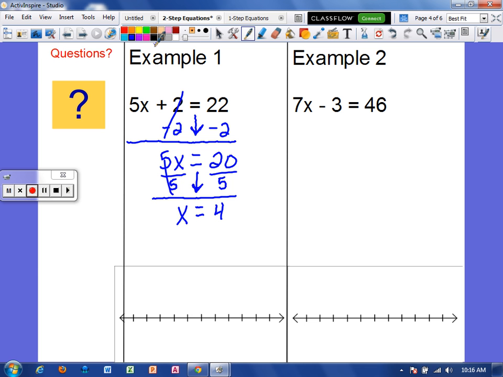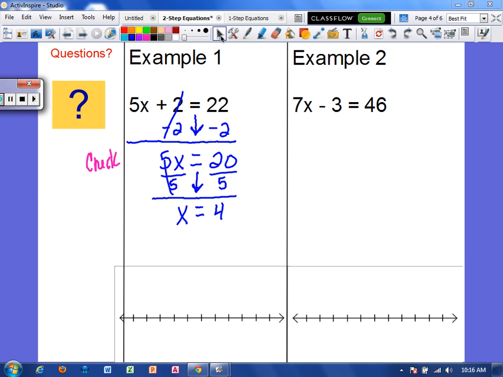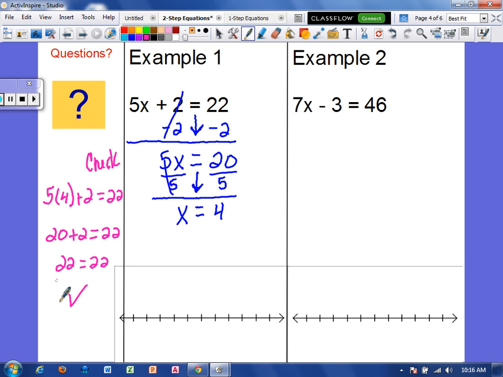So now I want to check this. So if x equals 4, that means that 5 times 4 plus 2 should equal 22. So let's use order of operations. We're going to multiply first. 5 times 4 is 20. And then I'm going to rewrite the rest of the equation. 20 plus 2 is 22. The left and the right side are equal. So yes, this is our answer.